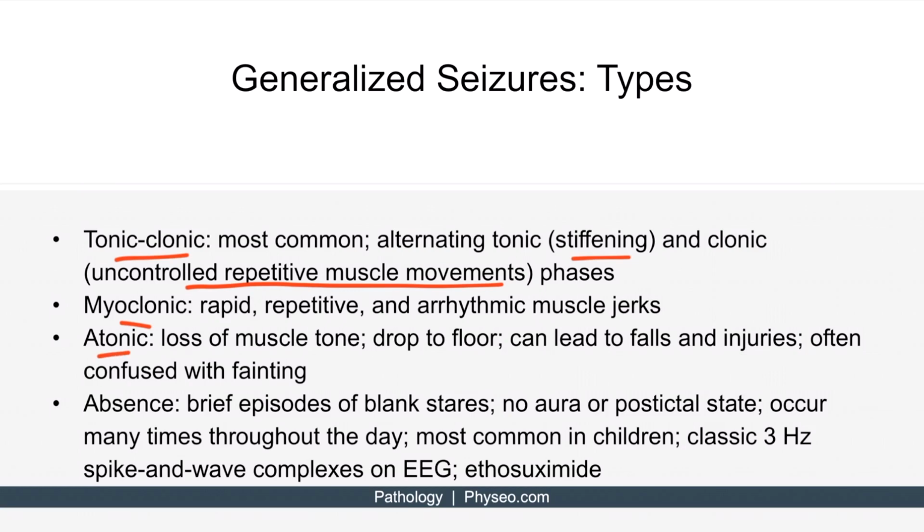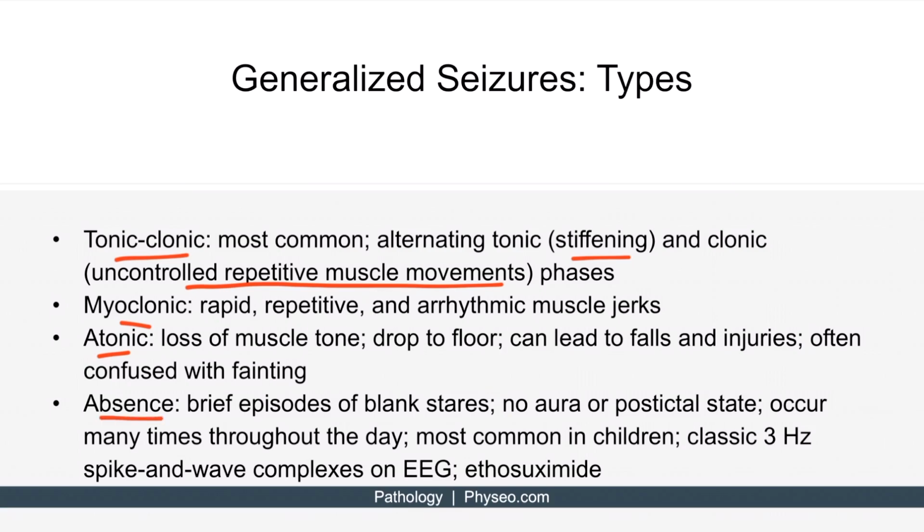Atonic seizures are characterized by a loss of muscle tone, causing the patient to drop to the floor. It's therefore dangerous as it can lead to severe falls and injuries, though it's often confused with fainting. To differentiate these, remember that seizures can lead to loss of bladder and bowel control, as well as tongue biting, which are not associated with fainting.